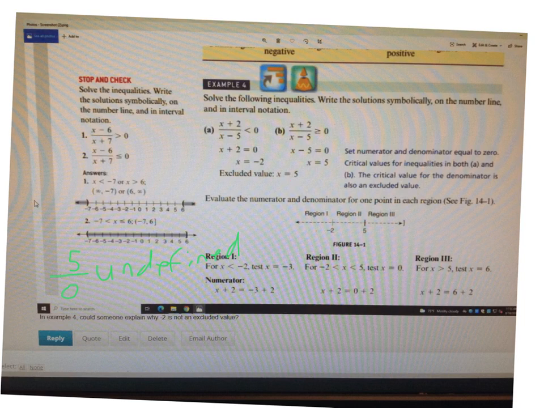Now it's okay to have a 0 in the numerator. If you have 0 over 5, that's just 0. And so, in the numerator, if you set it equal to 0, you get -2, and it's not an excluded value because it wouldn't make this fraction undefined. So it's okay to have 0 in the numerator, but not the denominator.